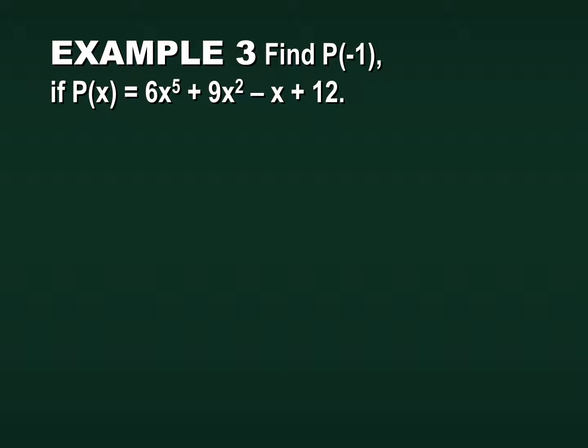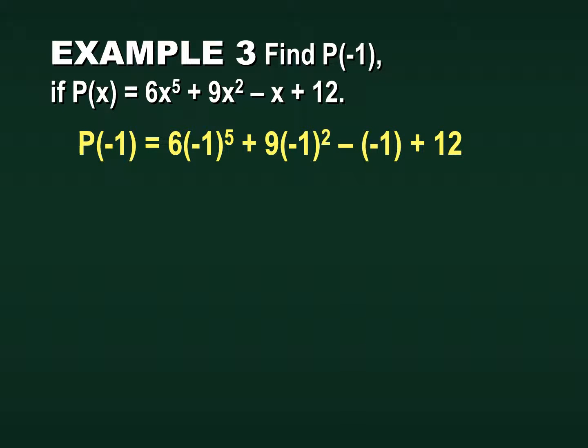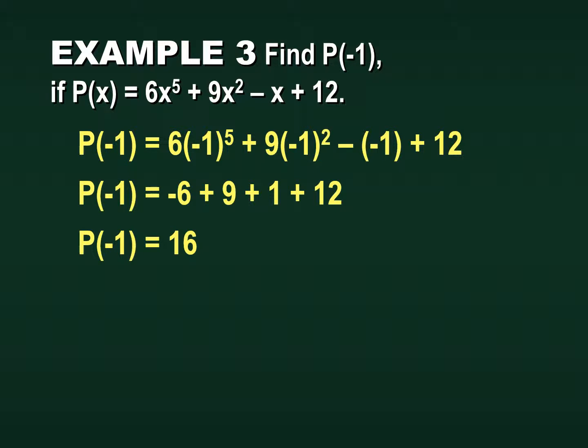All right, let's say we want to find p of -1 if p of x is equal to 6x to the 5th plus 9x squared minus x plus 12. Look at the use of parentheses to help us figure out where the -1 is. Now we do exponents. -1 to the 5th, if I were to put that in my calculator, would be -1, and 6 times -1 becomes -6, and so on. And then you end up with p of -1 equals 16.